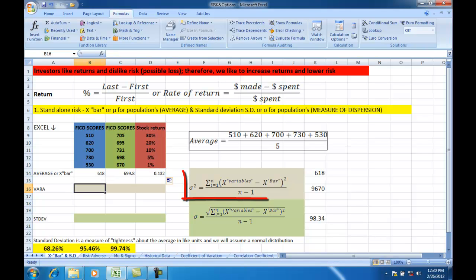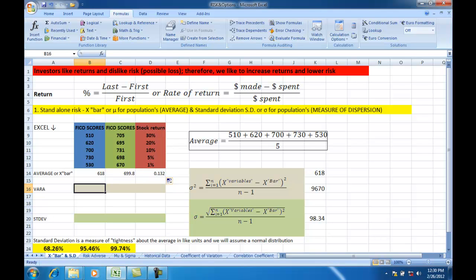Next, let's calculate, instead of X-bar, the variance. Now here's the formula for variance. The variance is nothing more than this: I subtract the X-bar average from each of the variables, then square it, and then divide that number by n minus 1. In this case, what is n minus 1? Well, there's 5 scores, so 5 minus 1 will be 4. We do this since it's not a population but just a sample.